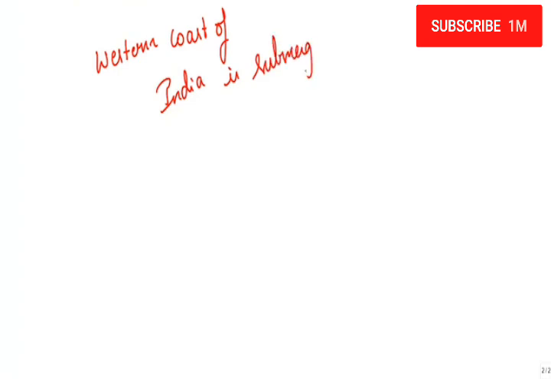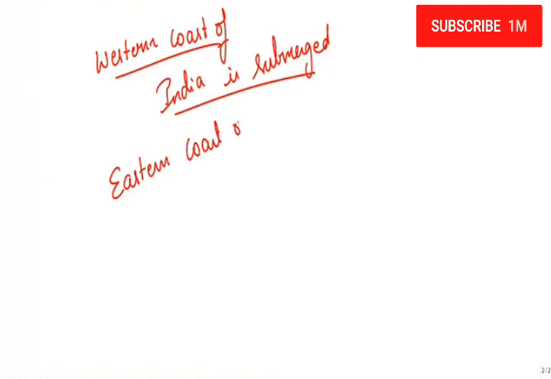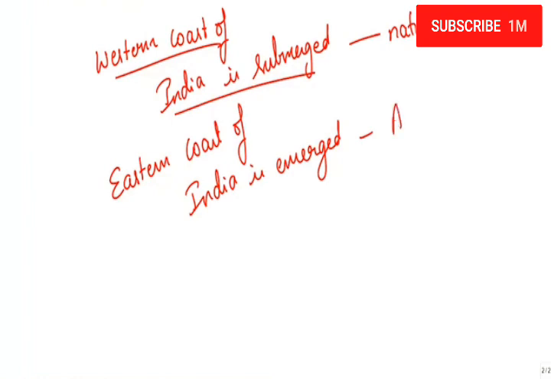The other term we use is western coast of India is submerged. I have already explained you the meaning of submergence. Eastern coast of India is emerged. So you get natural ports here, you get artificial ports here. Question of UPSC: why do you see more natural ports on the western side? Because there it is submerged.